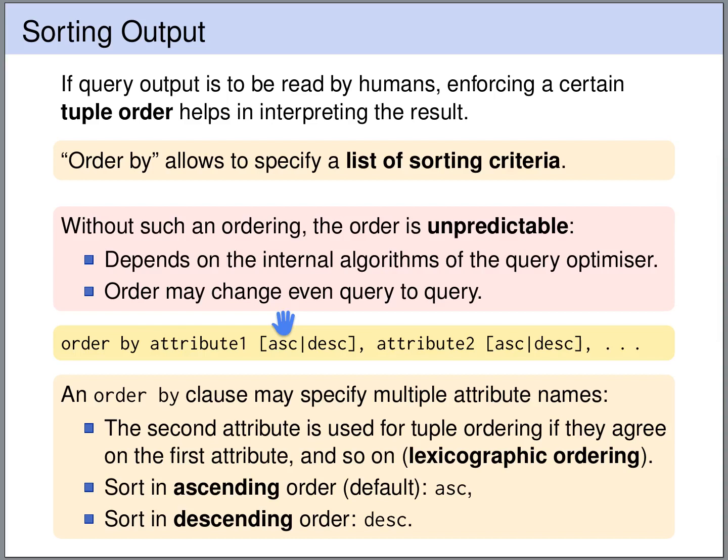If we give more than one attribute, then the comparison is in the order of the attributes provided, so it's lexicographic comparison. First we compare the first attribute. If this is a tie, then we compare the second attribute. And if this is also a tie, then we compare the third attribute, and so on.